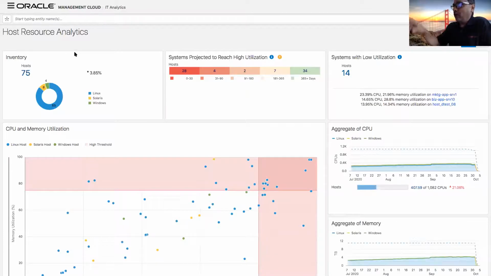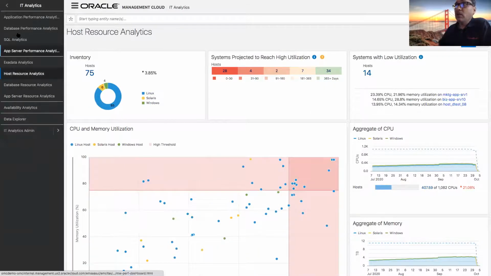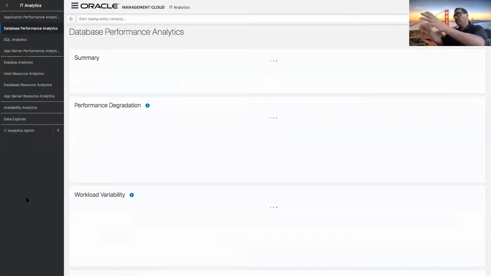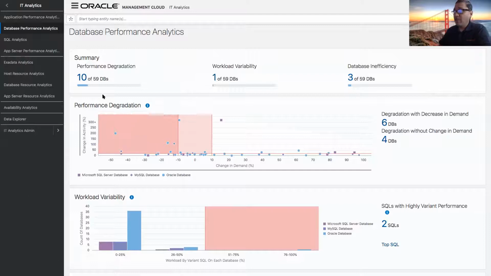I can go and do very similar analysis of the host across my entire Exadata estate and try to answer which hosts are being used more, what's the CPU utilization, what's the forecast, which are lowly utilized systems also, and so forth. And to complete the picture, I was talking about the database performance analytics. This can help me to identify my databases which are basically having performance issues. So what I'm saying is, out of the 59, 10 have performance issues.